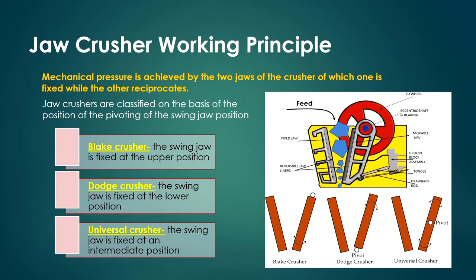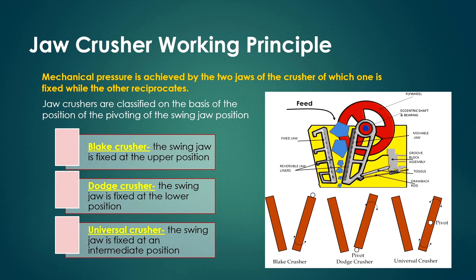Now, jaw crusher, what is the working principle for that? In this figure, you will see that the mechanical pressure is achieved by the two jaws of the jaw crusher, of which one jaw is fixed while the other is reciprocating. Jaw crushers are classified on the basis of the position of the pivoting of the swing jaw. There are three types of these jaw crushers based on the pivot position of the swing jaw.